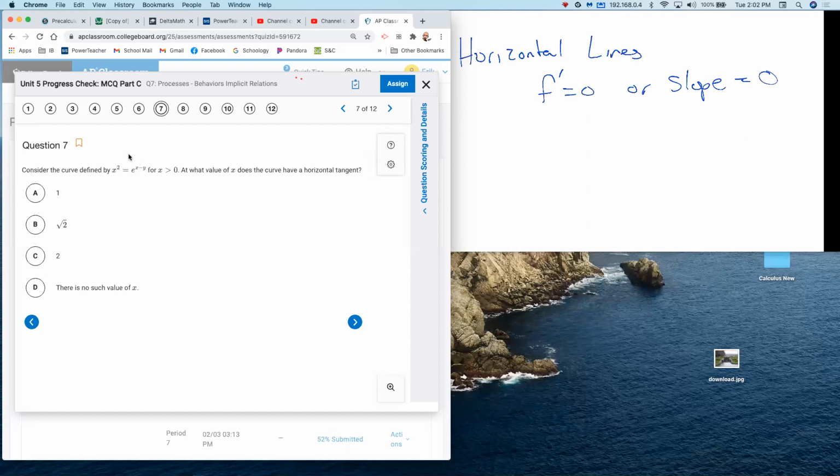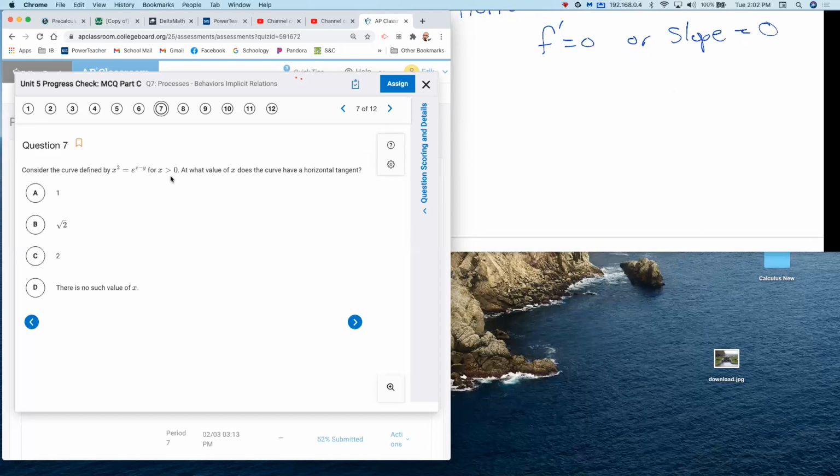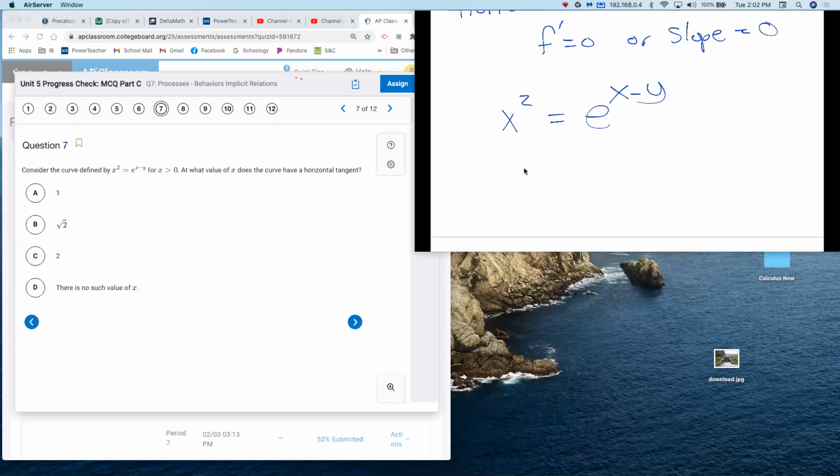We've got to take the derivative of this. Now you might go, oh my God, I can't take the derivative of that. Well, that's going to give you some practice. If this is the function, we have to differentiate that function. This is 2x. The derivative of e to the x minus y is e to the x minus y times, now we have to differentiate x minus y, 1 minus y prime.